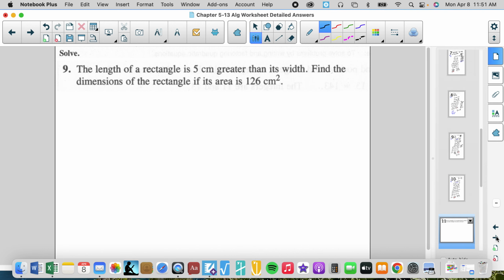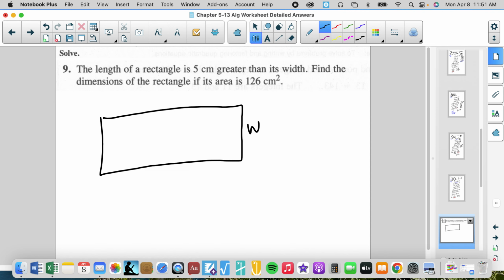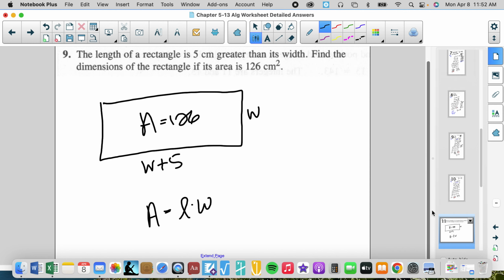The length of a rectangle, so let's draw a rectangle. The length is 5 centimeters greater than its width. So if this is the width, then the length is going to be the width plus 5. Find the dimensions of the rectangle if the area is 126 centimeters squared. So we know that area equals length times width. So the area is 126.